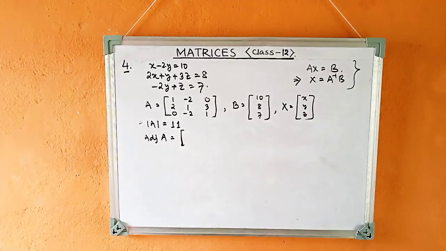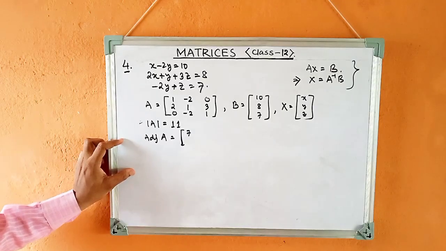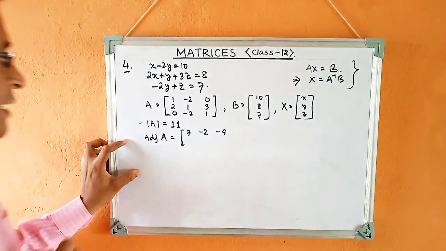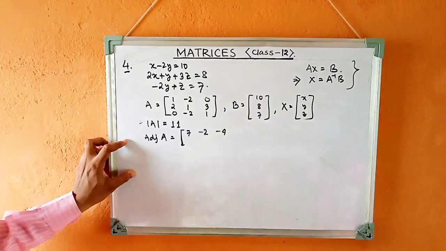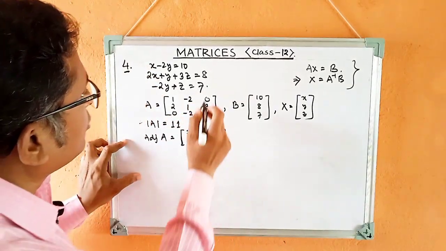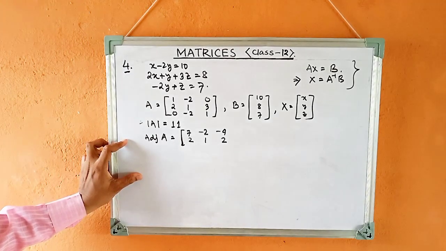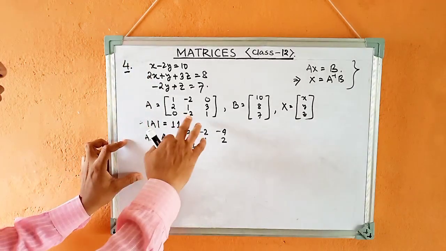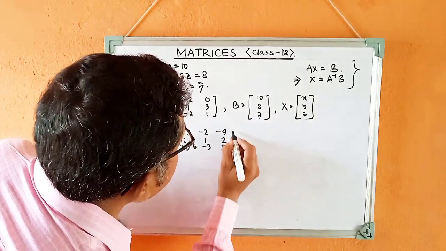So cofactor of 1 is 7. Cofactor of -2 is -2. Then cofactor of 0 is -4. Then cofactor of 2 is 2. Cofactor of 2 is 2. Cofactor of 1 is 1. After calculation we get cofactor of 3 is 2. Then cofactor of 0 is -6. Cofactor of 0 is -6. Cofactor of -2 is -3. Cofactor of 1 is 5.